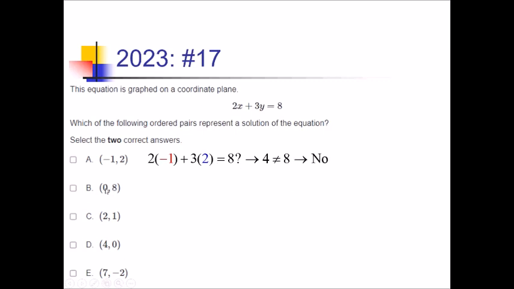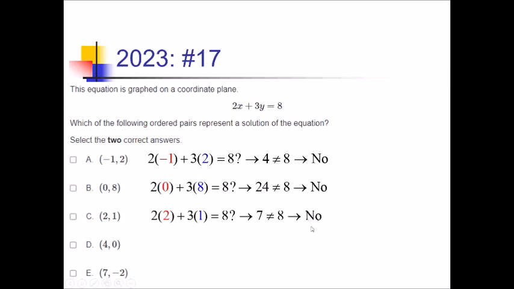We've got 2 times 0 plus 3 times 8 equals 8, question mark. 2 times 0 is just 0. 3 times 8 is 24. 24 obviously does not equal 8, so that's another no. For the next one, now we have 2 times 2 plus 3 times 1. Does that equal 8? Well, this is 4 plus 3, which is 7, not 8. Still no.